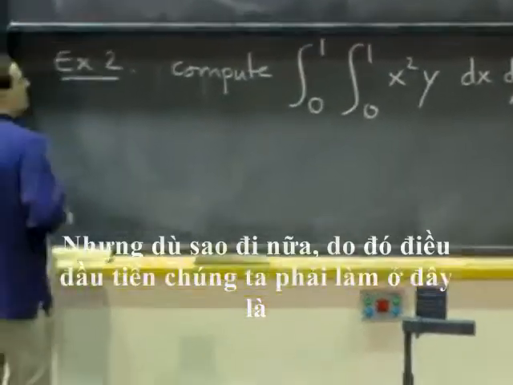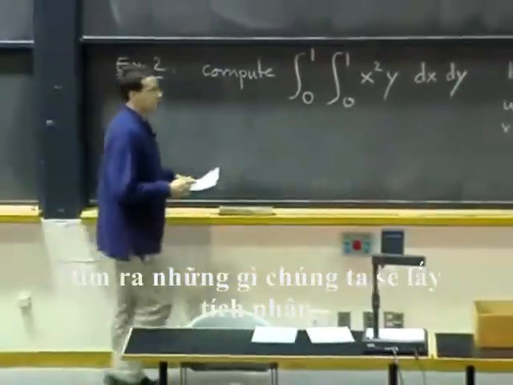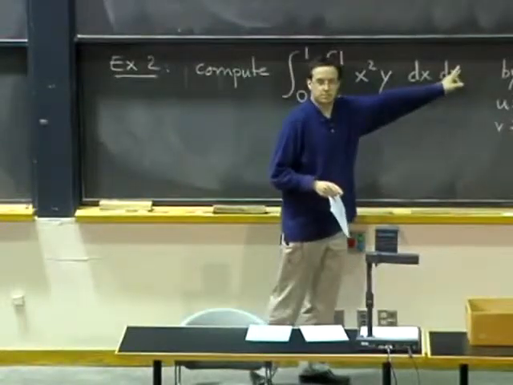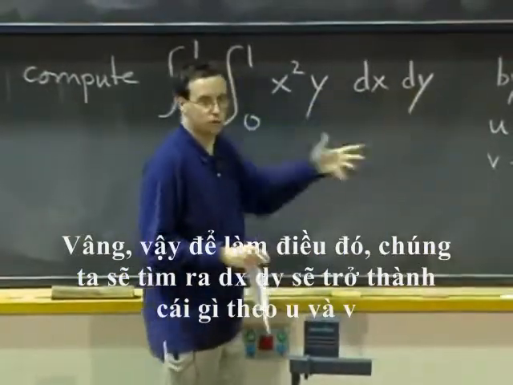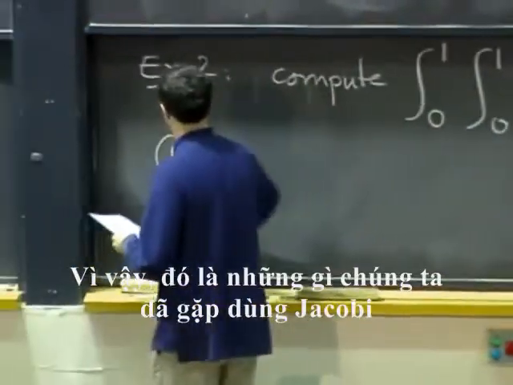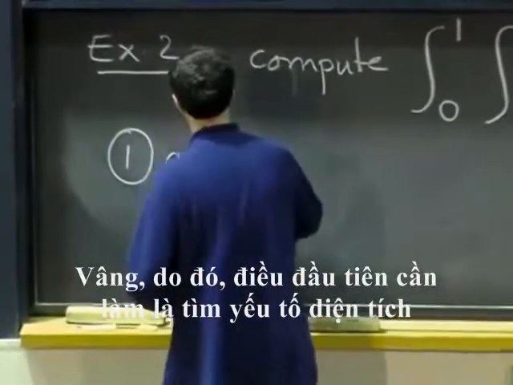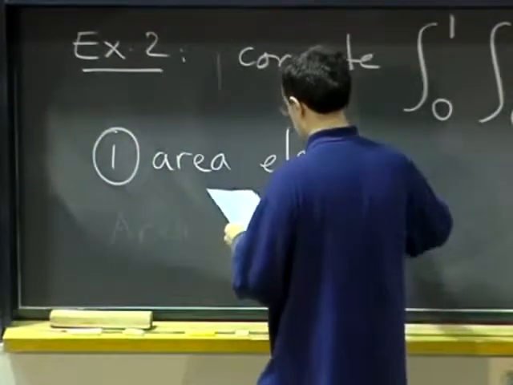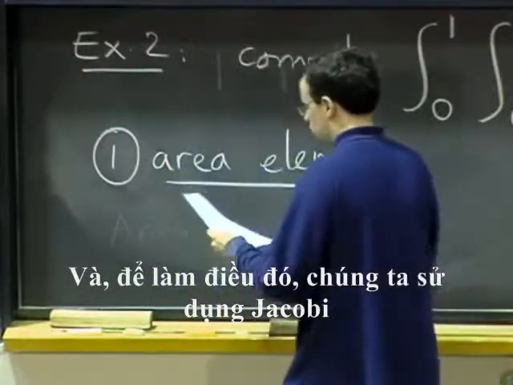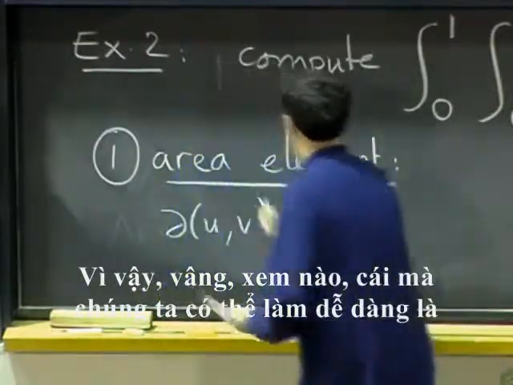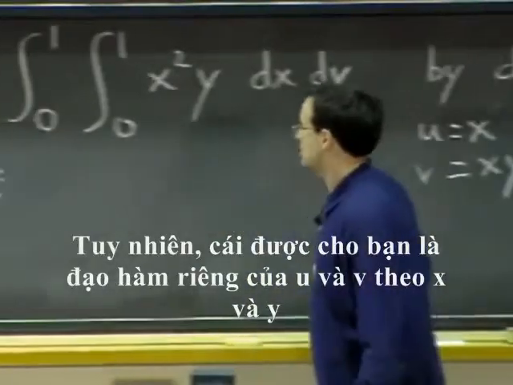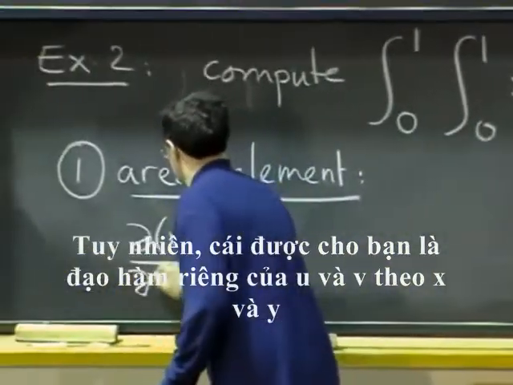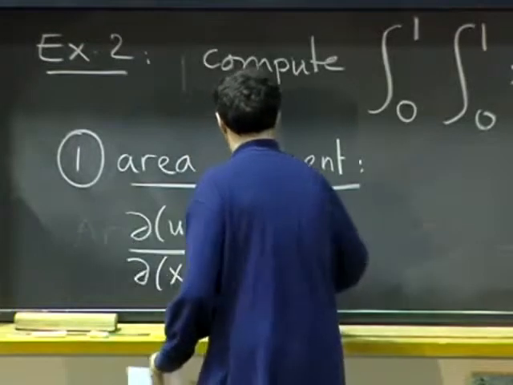But anyway, the first thing we have to do here is figure out what we are going to be integrating. To do that, first we should figure out what dx dy will become in terms of u and v. That's what we've just seen, using the Jacobian. So the first thing to do is find the area element. And for that we use the Jacobian. Well, let's see. The one that we can do easily is partials of u and v with respect to x and y. The other one is not very hard because here you can solve easily, but the one that's given to you is partial of u and v with respect to x and y.